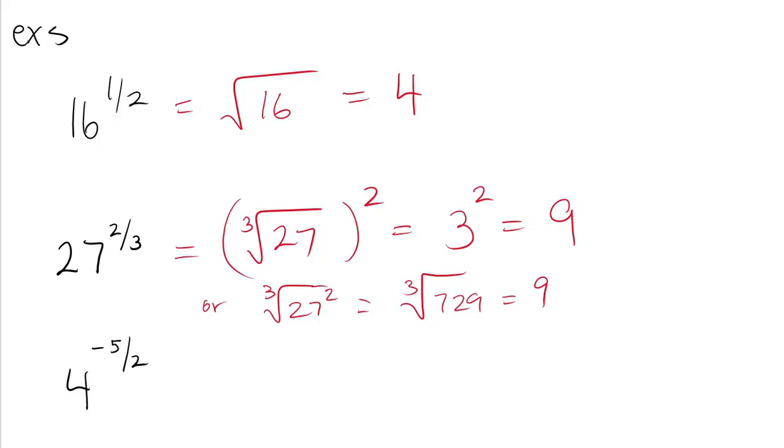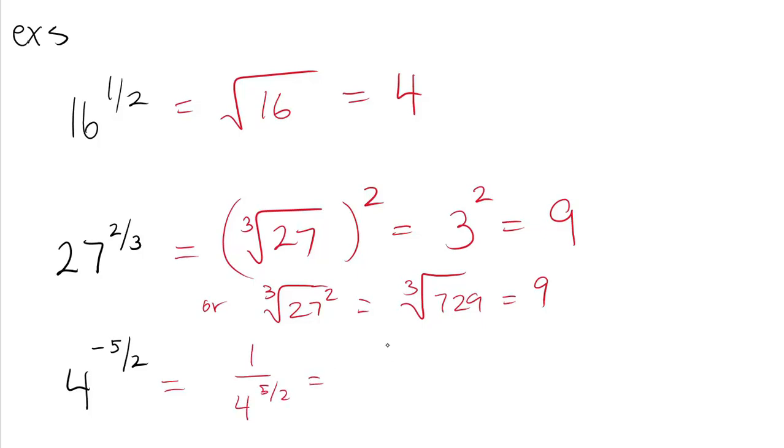In fact, you can just tell your calculator to do 27 to the 2/3 power. Your calculator can handle fractional exponents. The last one says 4 to the negative 5/2 power. Well, remember, a negative exponent is a reciprocal. I can rewrite this as 1 over 4 to the 5/2 power.